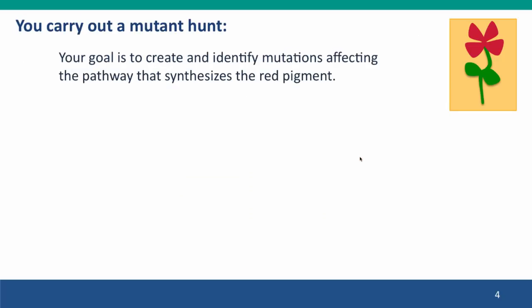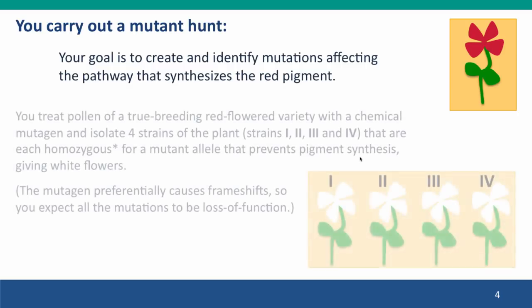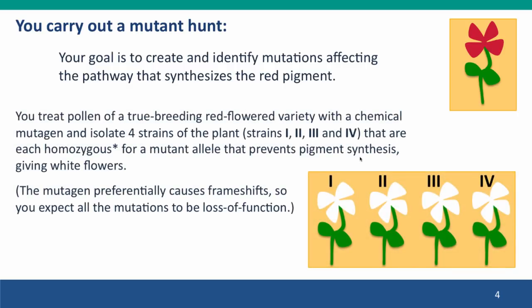Now, you want to carry out a mutant hunt as your first step. Your goal is to create and identify mutations that affect the pathway that synthesizes the pigment. In particular, you want mutations that prevent the pigment from being synthesized so the flowers are white instead of red. To do this mutant hunt, you start with a true breeding red flower variety that's been well characterized. True breeding means it's homozygous at the loci that matter.